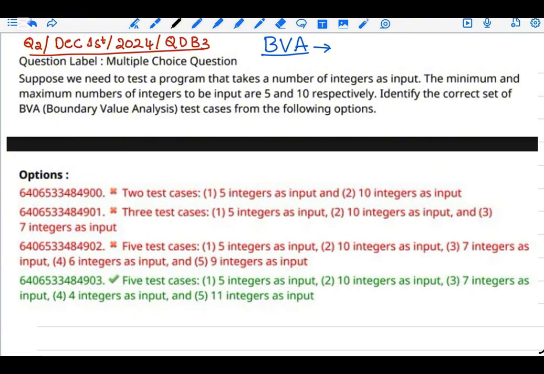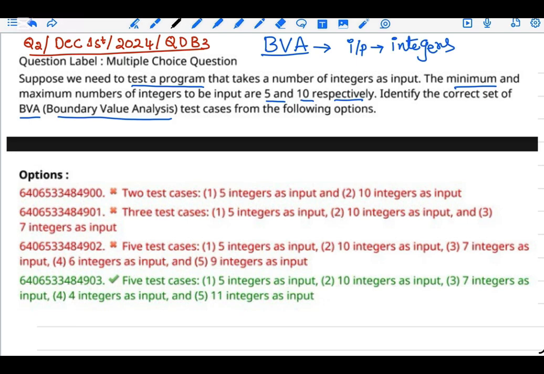Suppose we need to test a program that takes a number of integers as input. So here the input of the program is integers. The minimum and the maximum number of integers to be the input are 5 and 10 respectively. Identify the correct set of BVA, boundary value analysis, test cases from the following options.